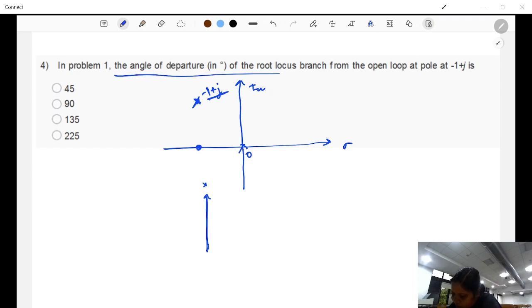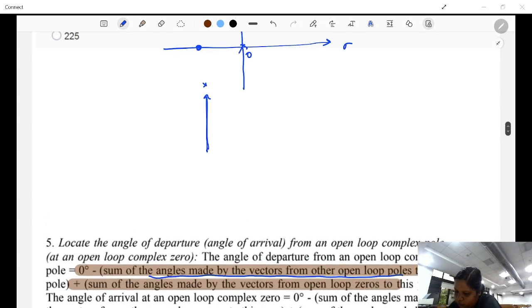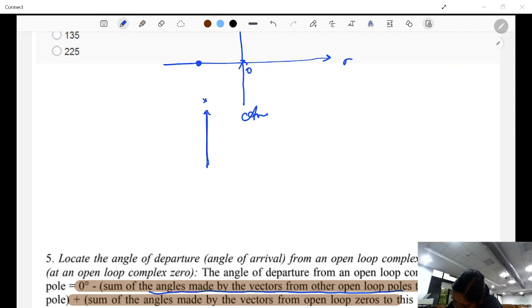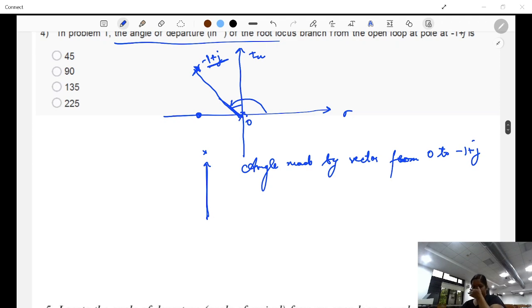So first we want to find out the sum of angles made by vectors from other open loop poles. So let's check for other open loop poles only. So we'll write the angle made by the vector from 0 to minus 1 plus j. What is it? 0 to this. What is this angle? So essentially you're supposed to find out this angle. Wouldn't it be 135 degrees? Because you see, this is 1, this is also 1. So this is 45 degree. That means this pole is at 135 degree. So this is 135 degree.